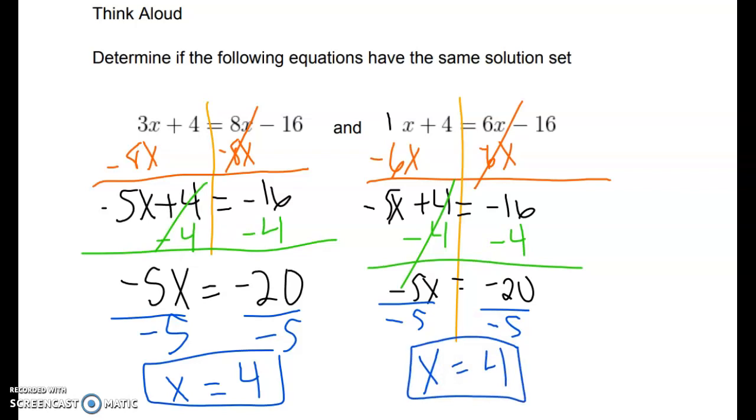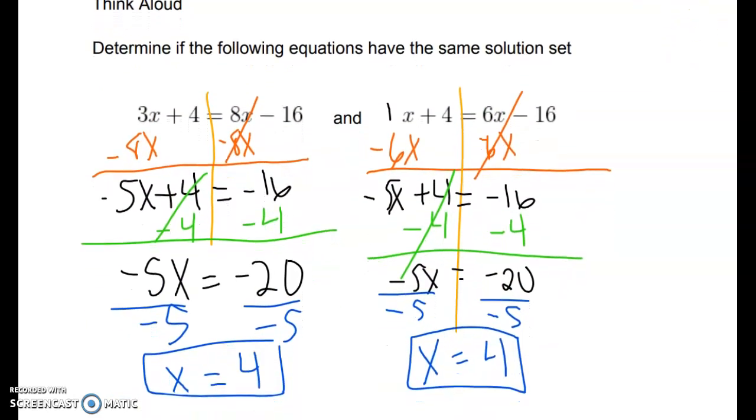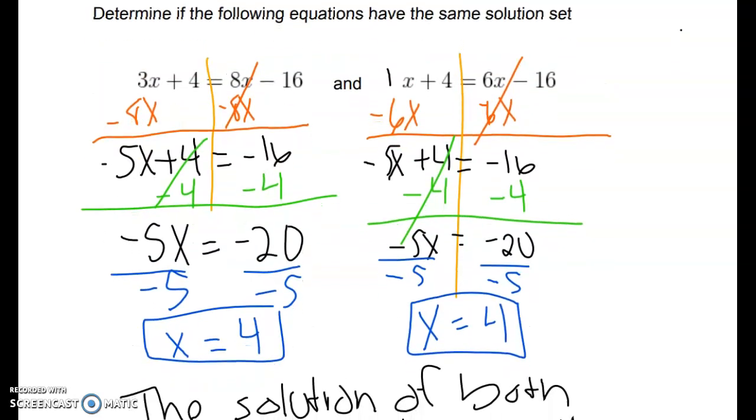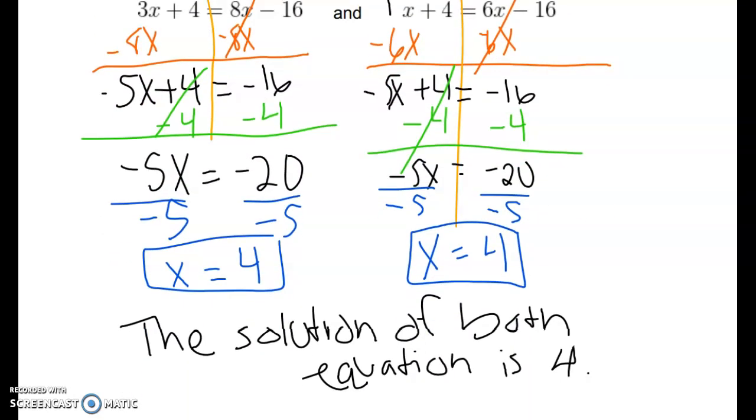Since we are now in 8th grade, we do have to write a sentence. So I'm going to say, the solution of both equations is 4. Just to recap on what I did, I solved for x for each of the equations, and then I compared, is x equal to the same number on both equations? If they were, I said that the solutions were both equal to the number 4. If one solution was equal to the number 4 and the other one was not, then I would say the solution for both is not 4.